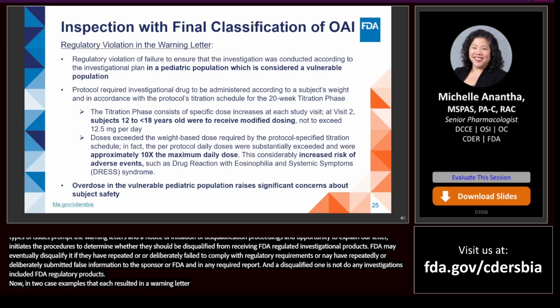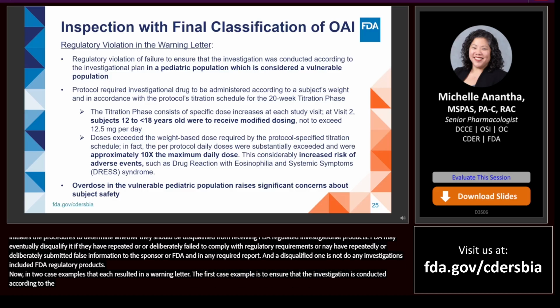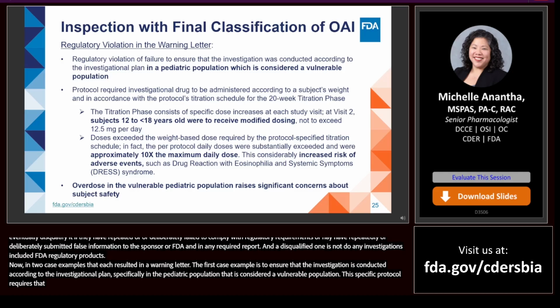The first case example describes a violation of failure to ensure that the investigation was conducted according to the investigational plan, specifically in a pediatric population, which is considered a vulnerable population. This specific protocol required that the study drug be administered according to a subject's weight, as well as in accordance with the protocol's titration schedule for the 20-week titration phase.